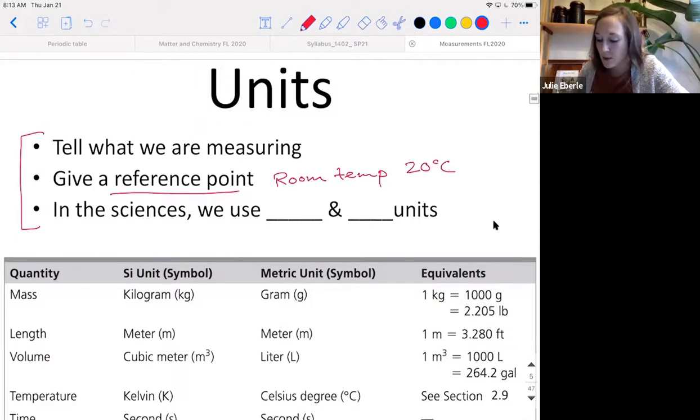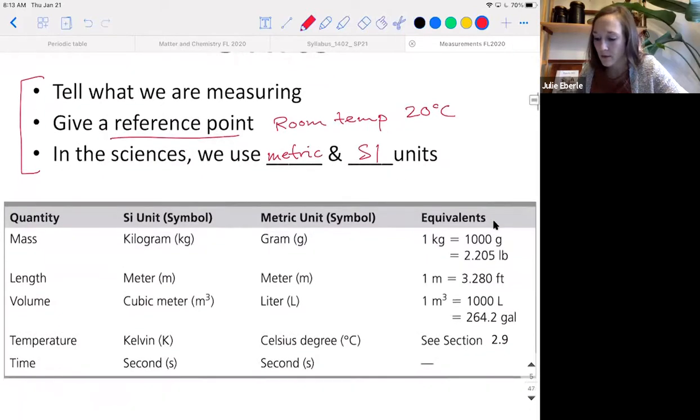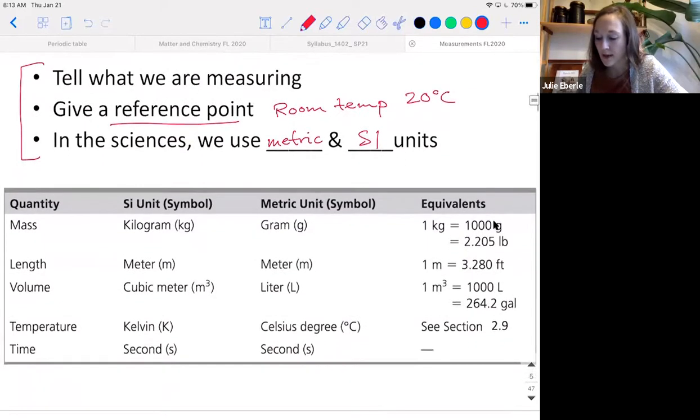Now in the sciences, we use metric units and we use SI units, okay? Metric and SI units. So this table here, you're not going to have to memorize all the units for both types. In fact, we're mostly going to use metric units, but I do want to let you know there are things called SI units. This is a system of international units.